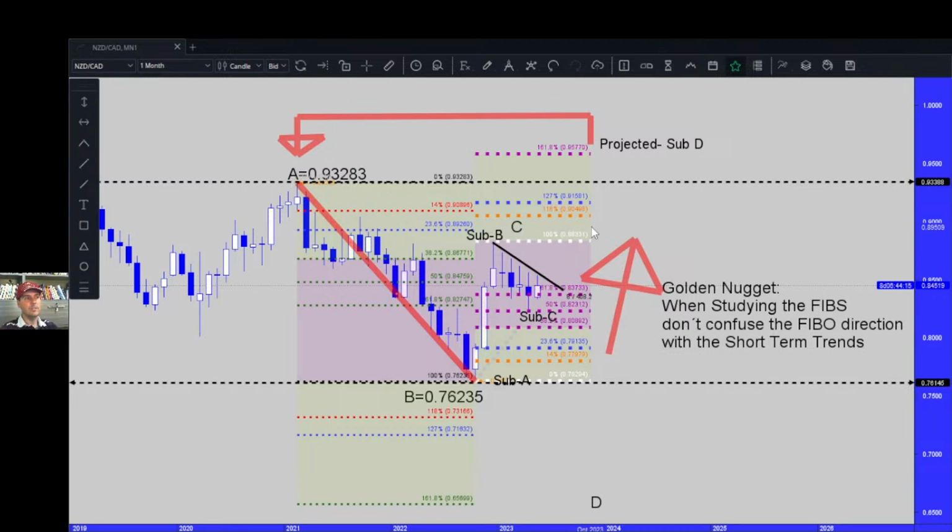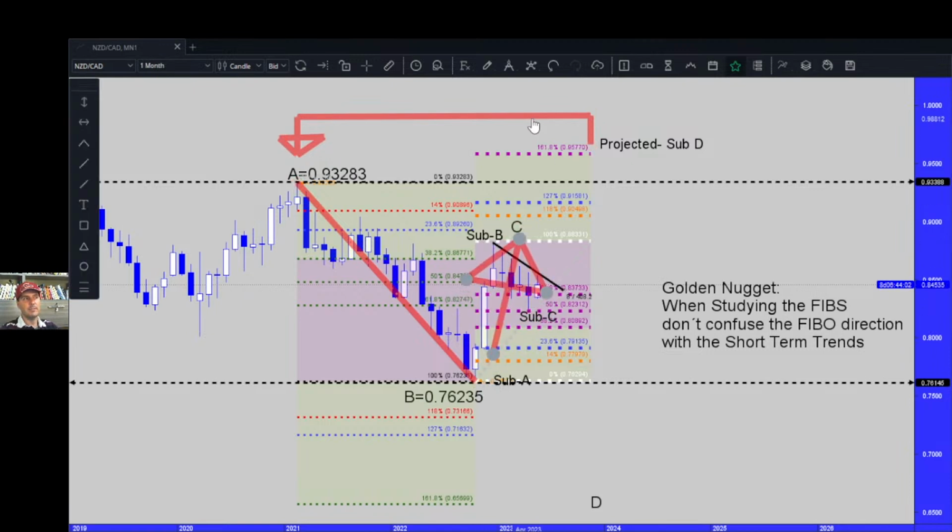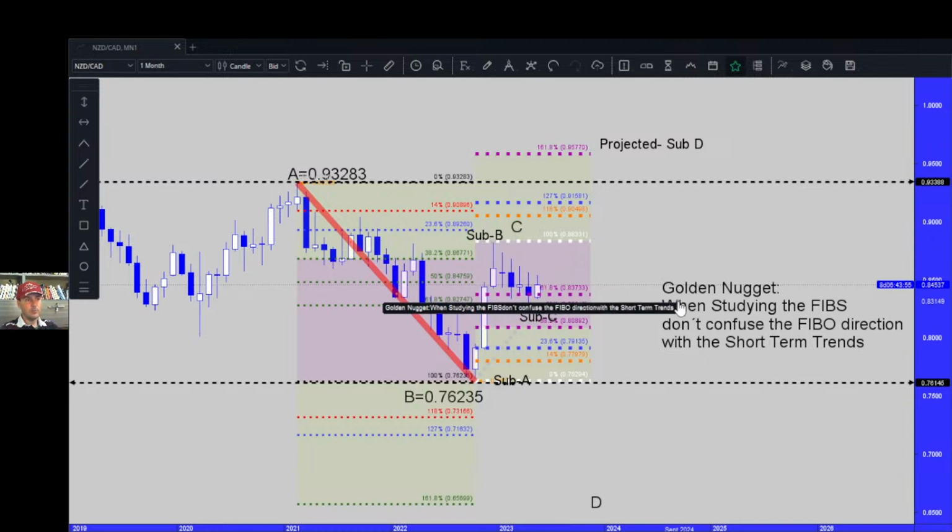And this is where, when the projected sub-D extension breaks the A of the original Fibonacci, we are saying, vocabulary, we have found a confirmed capital C. Alright everybody, any other questions?